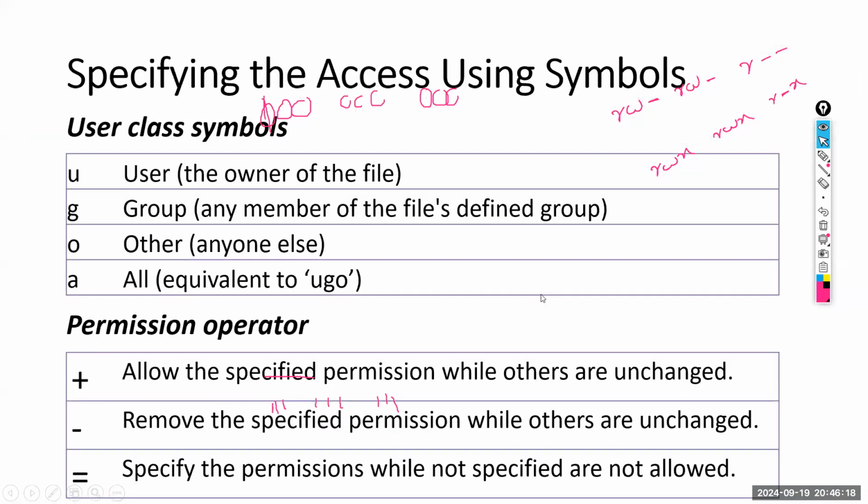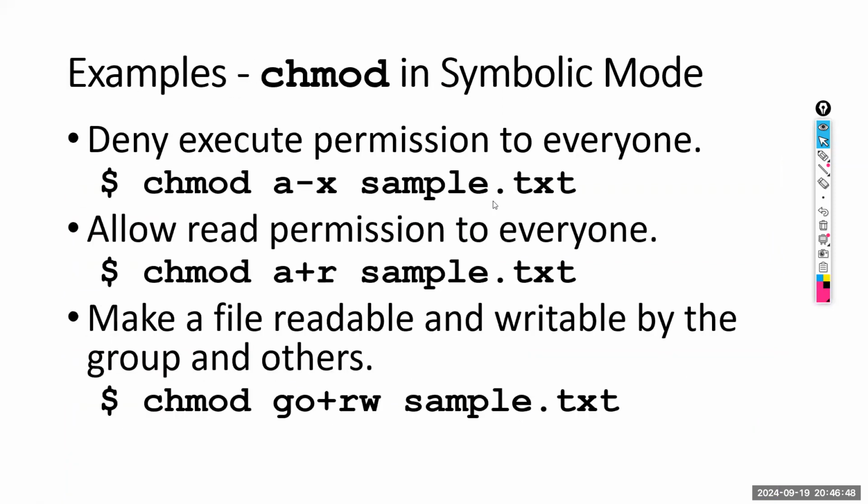Or there's a symbolic mode. Sometimes it is easier. So there you refer to user as u, group as g, other as o. That is the first, second, third. And if you want to refer to all these three, you call it a, all. Then if you want to add the privilege, plus; remove, minus; assign, equal. Okay. Right. So when you do examples, you can identify.